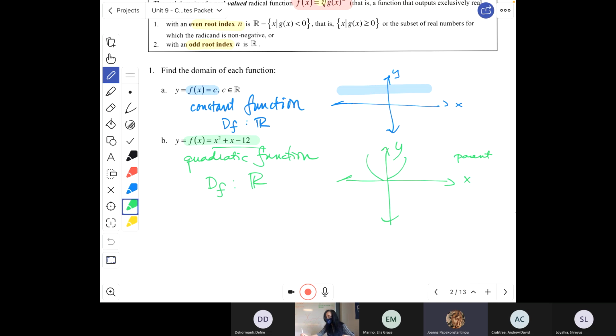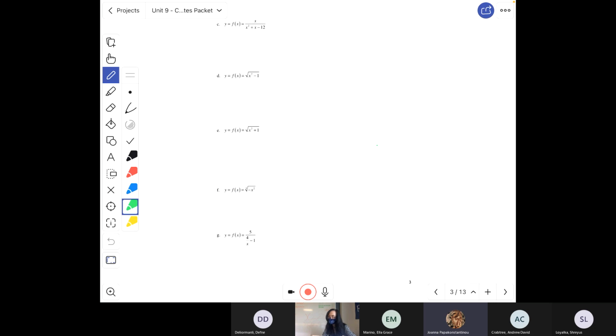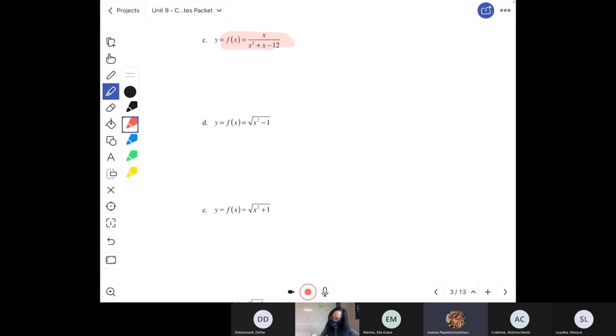So we're looking at functions. We're being able to recognize and classify it. But then we can talk about the domain. So now looking at this next type of function, what type of function is this? A rational function. So this is a rational function. So now to be able to identify the domain of this rational function, we have to look to see what makes the denominator 0.